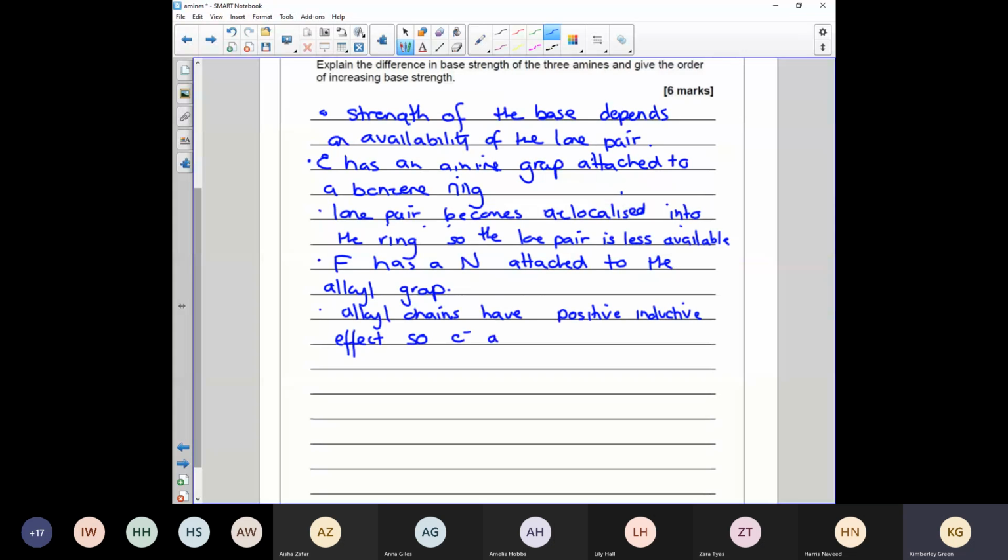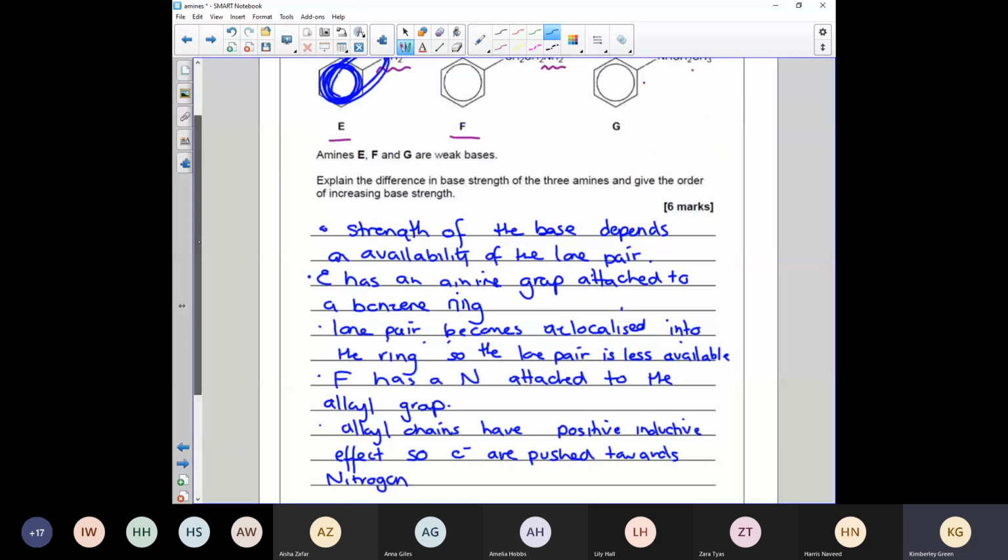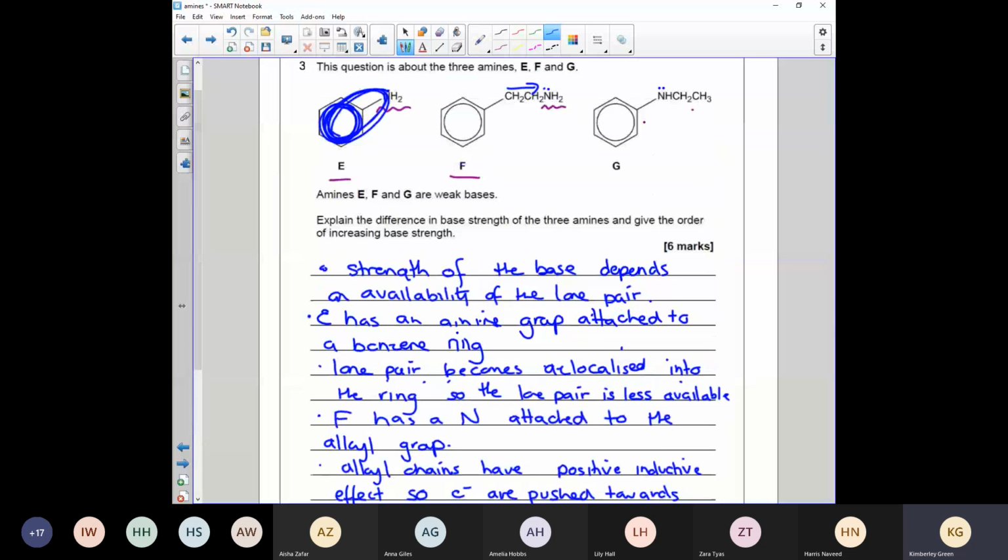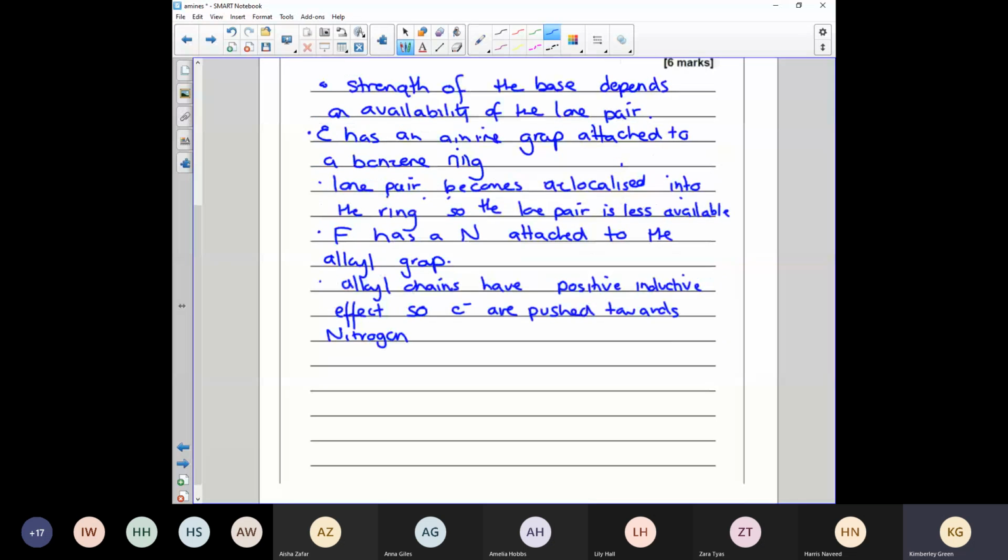So electrons are pushed towards nitrogen. Right, well, what does that mean for the lone pair? If that alkyl group is pushing electrons towards that nitrogen, electrons are negative, so the lone pair on the nitrogen is going to be kind of forced away. Those electrons repel, so that lone pair is forced out, which makes that lone pair more available for a hydrogen ion.